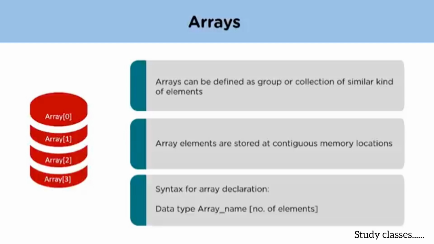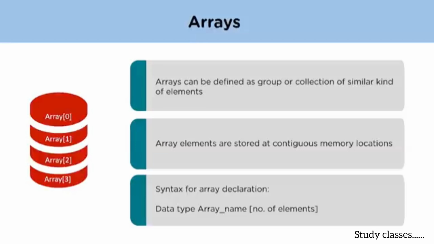Arrays are one of the most important and widely used concepts in C++. It can be defined as a collection of similar kind of elements. The elements of an array are stored in contiguous memory locations, that is, one after the other. Arrays make it possible to store multiple values of the same data type in a single variable. The syntax to declare an array is: first we mention the data type, then the array name, and after that the number of elements inside the brackets.